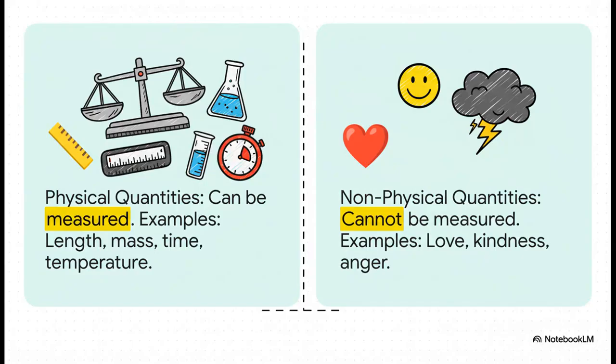Now, this is a really key point in science. We have to know what we can measure and what we can't. We can measure physical quantities, things like length, mass, and time, but we can't really assign a scientific number to things like love or kindness. They're real for sure, but they're not physical quantities we can measure with a tool.